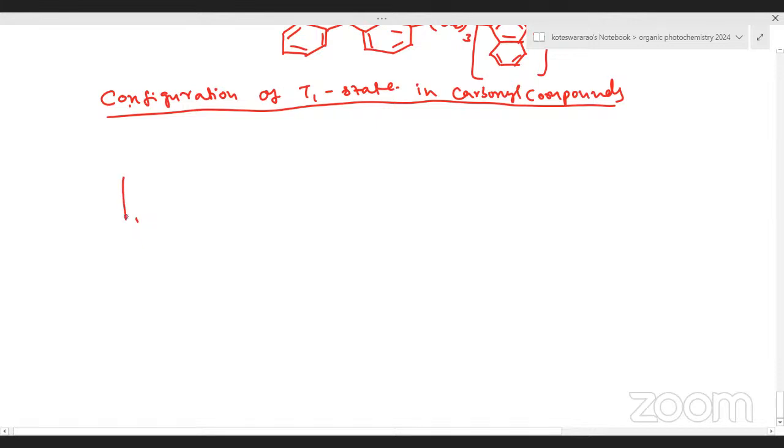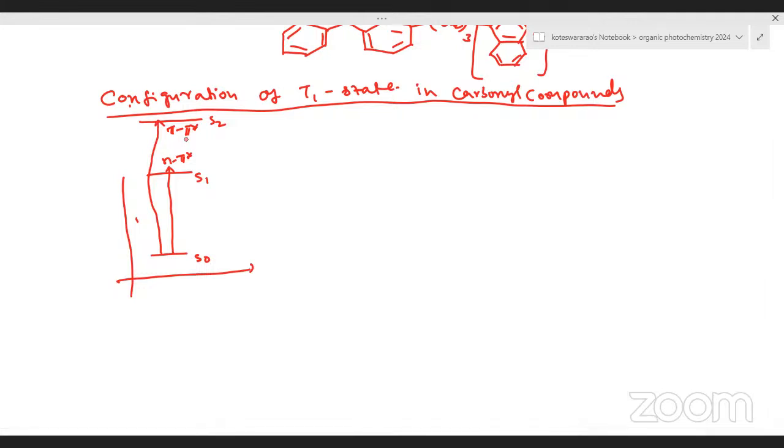look at here. Suppose this is the carbonyl compound. This is the S1 state, and the corresponding S2 state is like this. Look at here. From the excitation, S0 to S1 is the n to pi star. Or sometimes the energy is excited from S0 to S2, which is the pi to pi star. Then, how can you understand the triplet states?